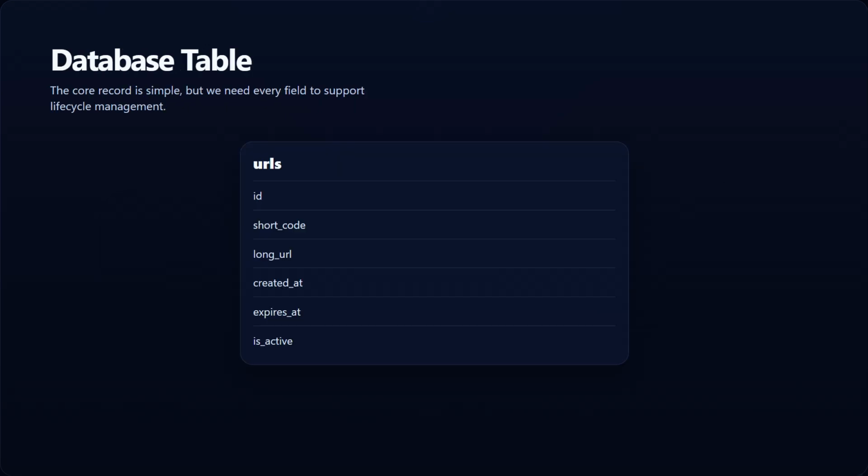The good news is the data model is pretty compact. We mostly need the short code, the original URL, and a bit of metadata for things like expiration or disabling a link. That means the lookup key matters a lot because every redirect depends on finding that short code fast. And once the schema is clear, the next question is, how do we generate these short codes?